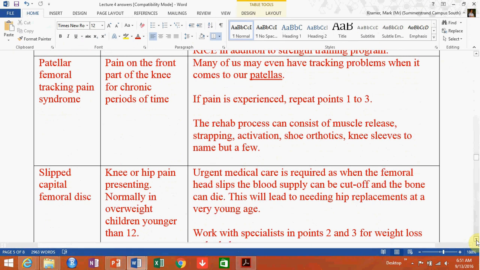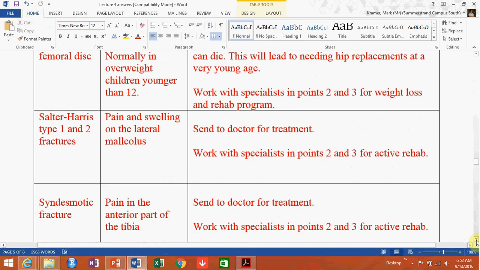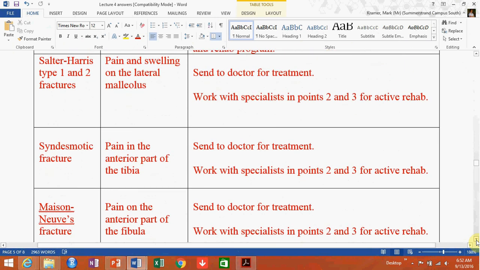Patella femoral tracking syndrome. Many of us may even have these tracking syndromes. I've already said, repeat points 1 to 3, and then remember the intervention for that can be quite intensive, referring a person to getting shoe orthotics, knee sleeves, and so forth. Okay. Slipped capital femoral epiphysis. This is a very dangerous situation and needs immediate medical care. So if someone presents with those symptoms, make sure you send them in the correct direction. Again, any type of fracture is going to need a doctor.